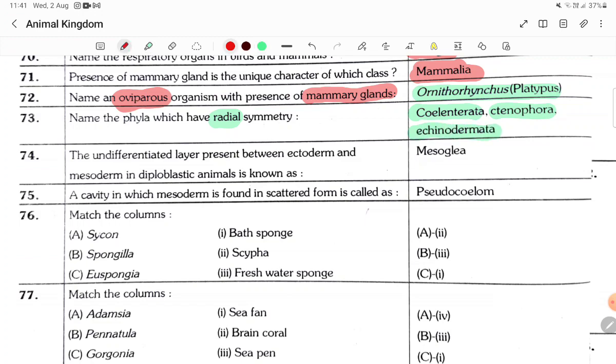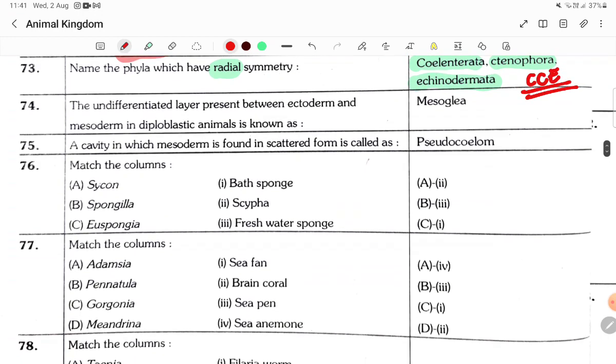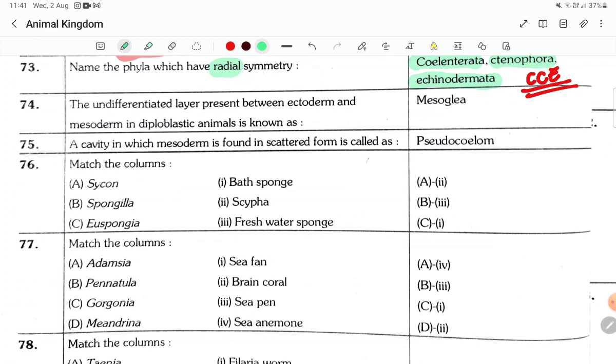To remember this radial symmetry, we have a mnemonic. This is CCE, that is Coelenterates, Ctenophores, and Echinoderms. Coming on to question number 74, the undifferentiated layer present between ectoderm and endoderm in diploblastic animals is known as mesoglea. Coming on to question number 75, a cavity in which mesoderm is found in scattered form is known as pseudocoelom. And which phylum possesses the pseudocoelom? Remember and comment down in the comment section.